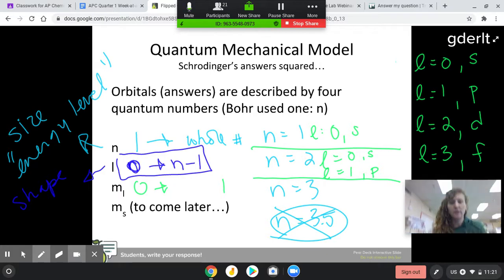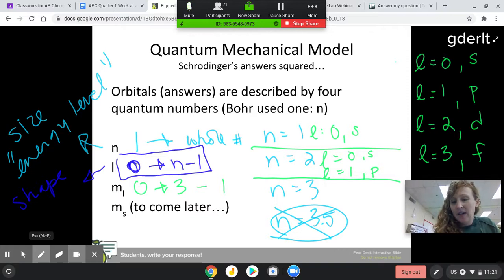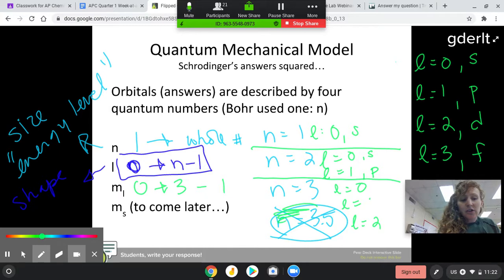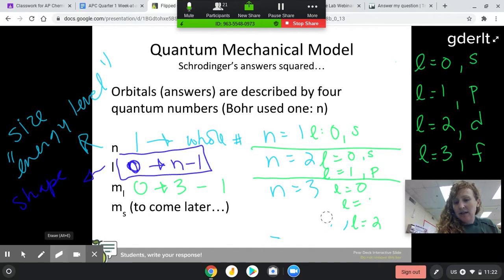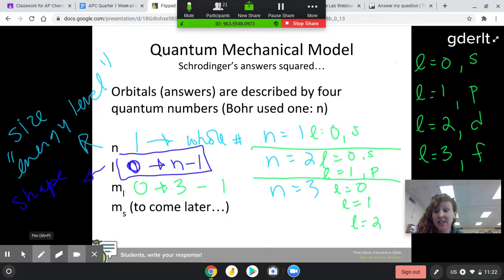All right, and hopefully you got yourself to anything from 0 to 3 minus 1. So I could have L equals 0, L equals 1, or L equals 2. So in that third energy level, I can have a sphere, a dumbbell, and clover shapes. I will see all three shapes. So I'm not actually going to see the F shape until the fourth energy level.